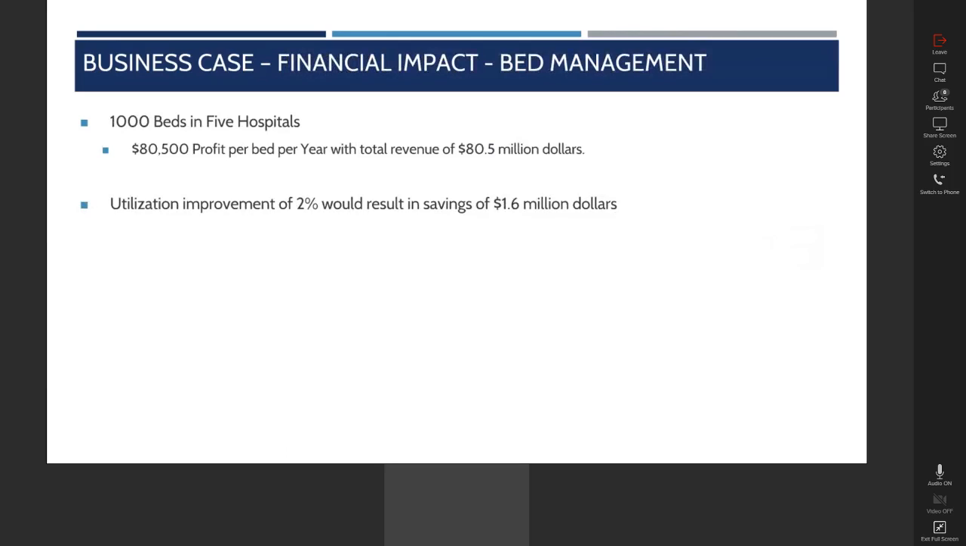So next, we will discuss the financial impact of improved bed management and how it impacts readmission. XYZ Hospital System has 1,000 beds in 5 hospitals. This allows the organization a profit of $80,500 per bed per year, with a total revenue of $80.5 million. Utilization improvements of just 2% would result in a savings of $1.6 million. Next slide.